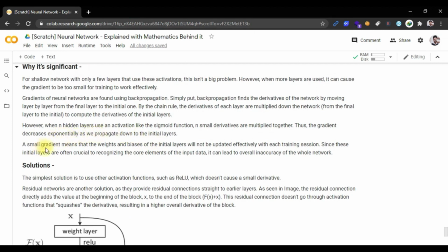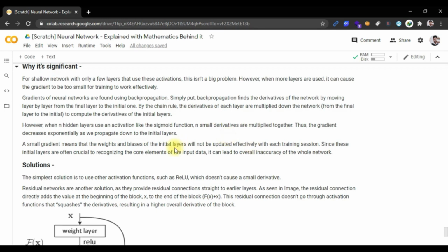So a small gradient means the weights and biases of the initial layers will not update effectively. Like if there is a change of only 0.0001 in the weights and biases, that is a negligible change. So that means there is no change over the iterations, and no training happens. That's why this problem is significant, and we have to find a solution for it.